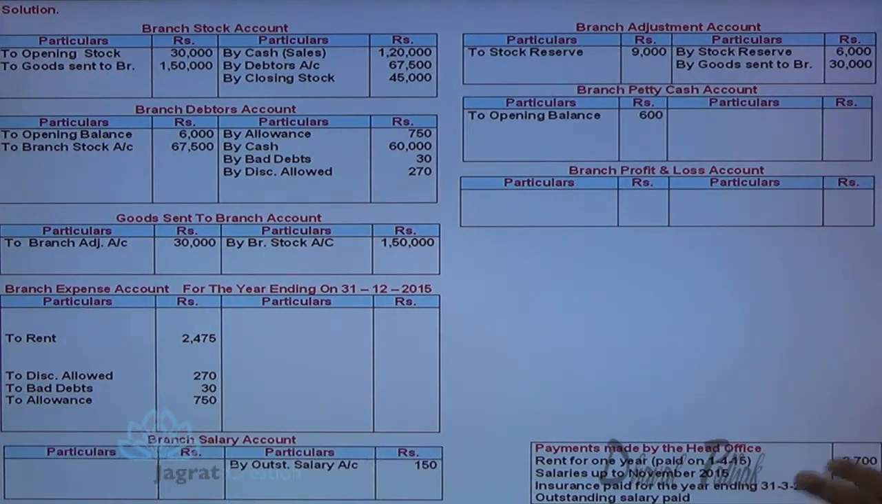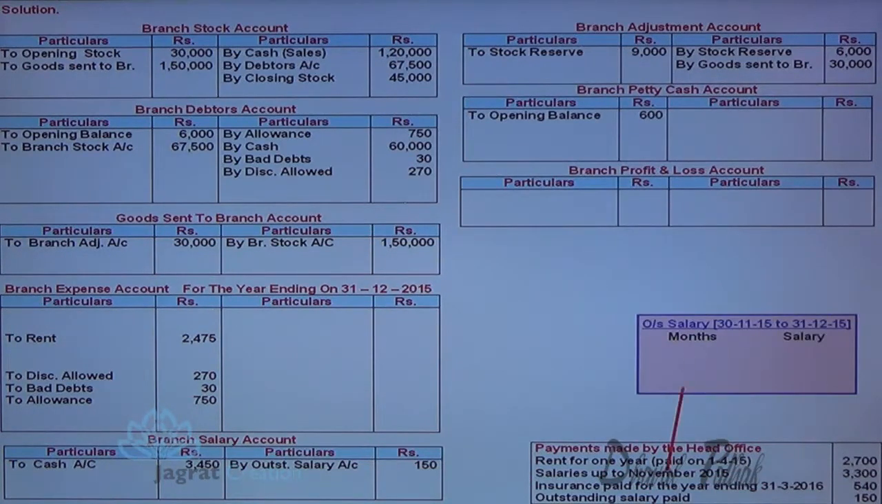Now, I have already prepared salary account. Now, 3,300 is the salary paid for 11 months. Outstanding salary paid 150. So, total payment is 3,300 plus 150. So, total salary paid, branch salary account debit 3,450 to cash or bank account credit 3,450.